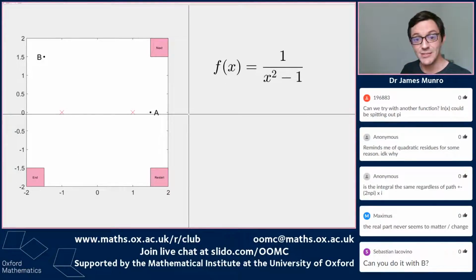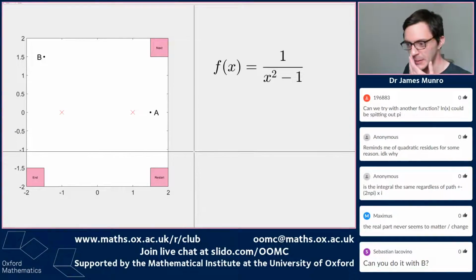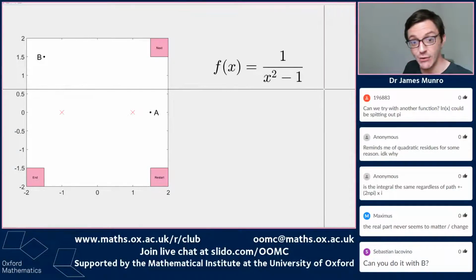Okay, this is 1 over x squared minus 1. So this function has got 2 points that are no good. It's got points at 1 and minus 1, where x squared minus 1 is 0, so I should not put in 1 or minus 1. Don't divide by 0. Okay.